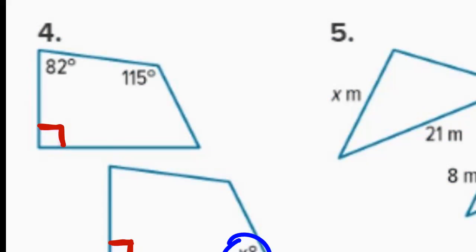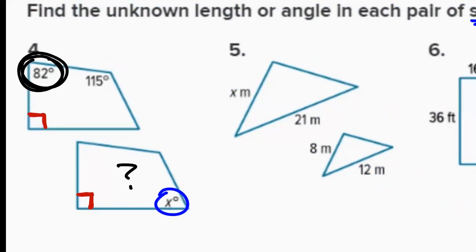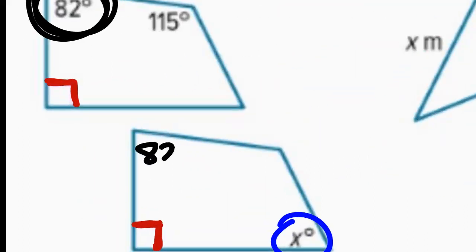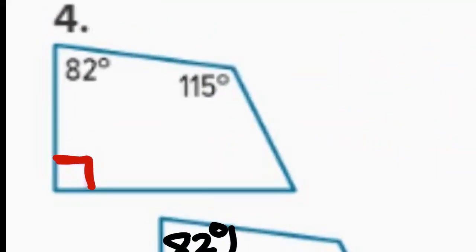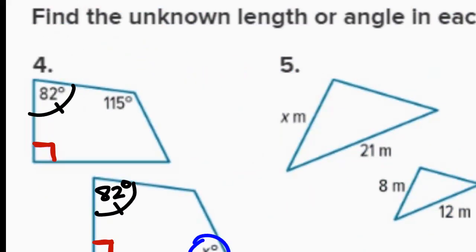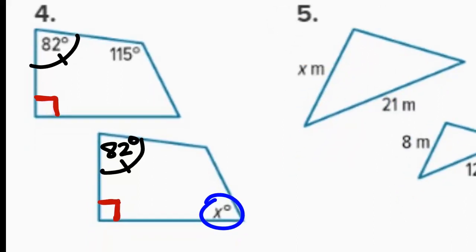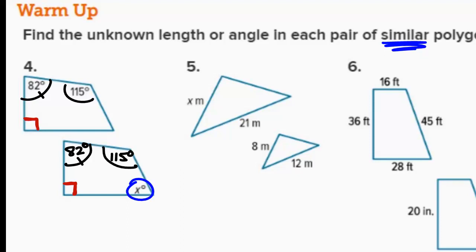Because they're similar polygons, all the angles are going to be congruent. What would be congruent to this 82-degree angle down here? Which angle would that be? Top left. So this right here would also be 82 degrees. What other angle do we know? 115, and that would go in the only blank spot that we've got, 115 degrees. Those would be congruent. So we have 90, 82, 115, and X.